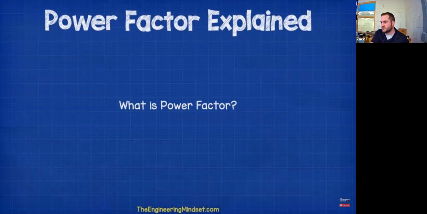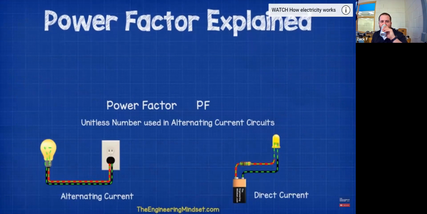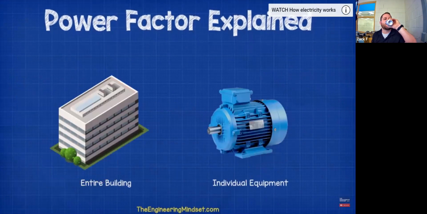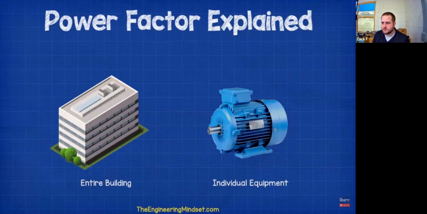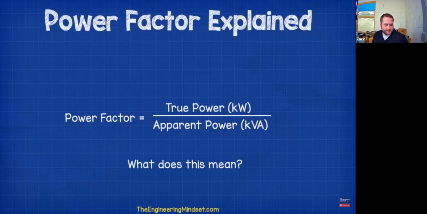So what is power factor? Power factor is a unitless number using alternating current circuits. It can be used to refer to a single piece of equipment, such as an induction motor, or the electricity consumption of an entire building. In either case, it represents the ratio between true power and apparent power, the formula being PF equals kW divided by kVA. So what does that mean?